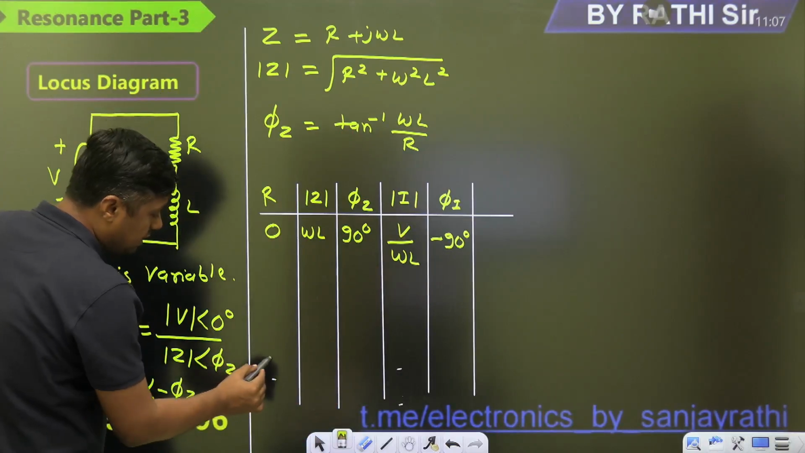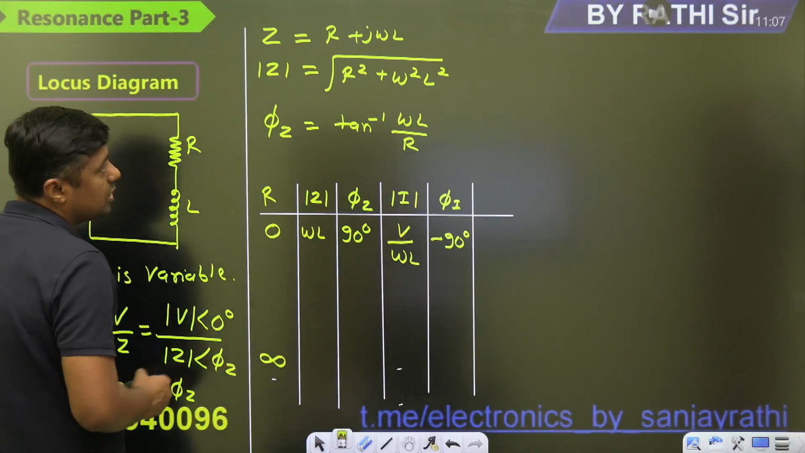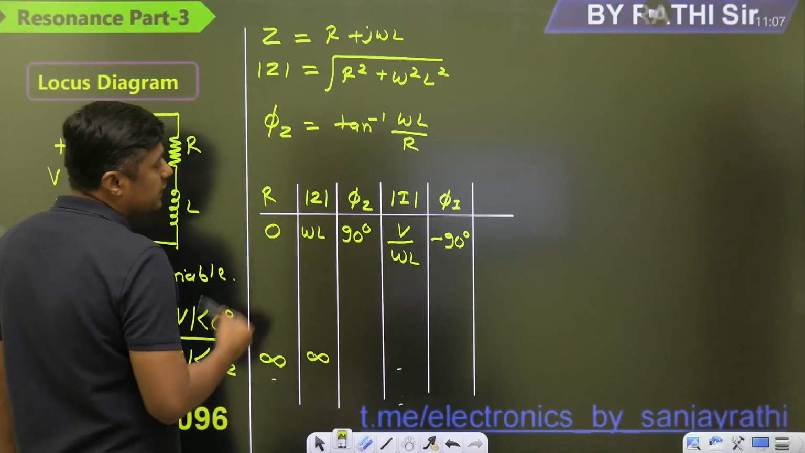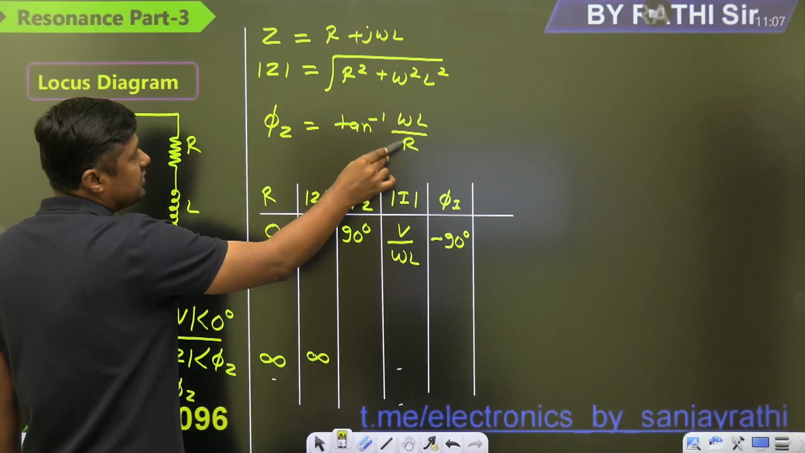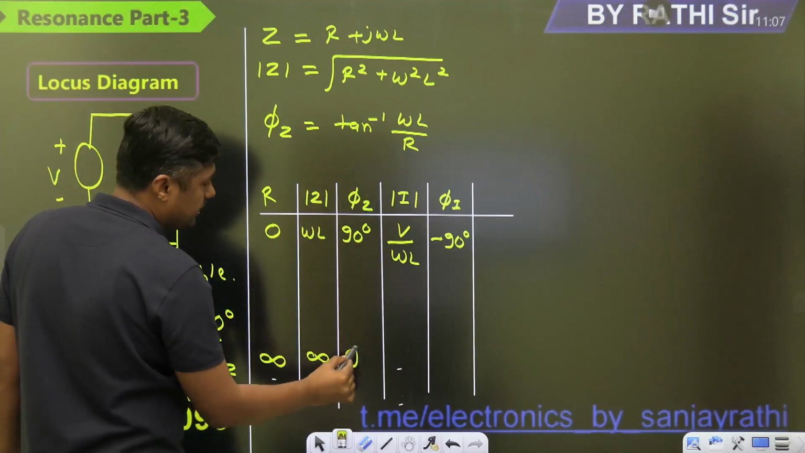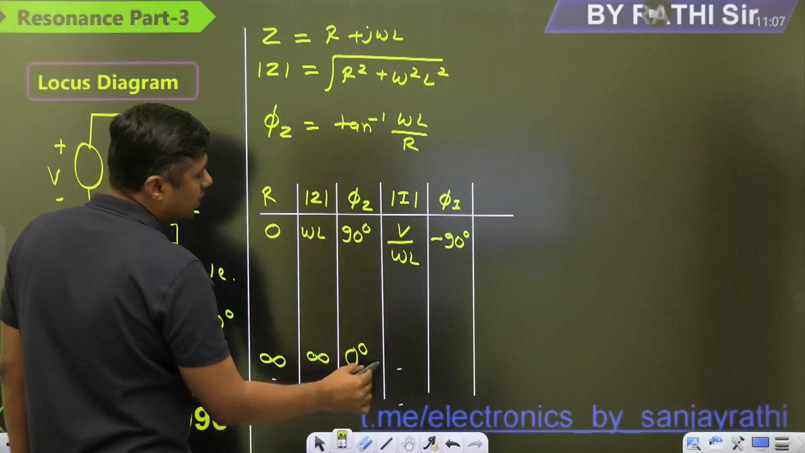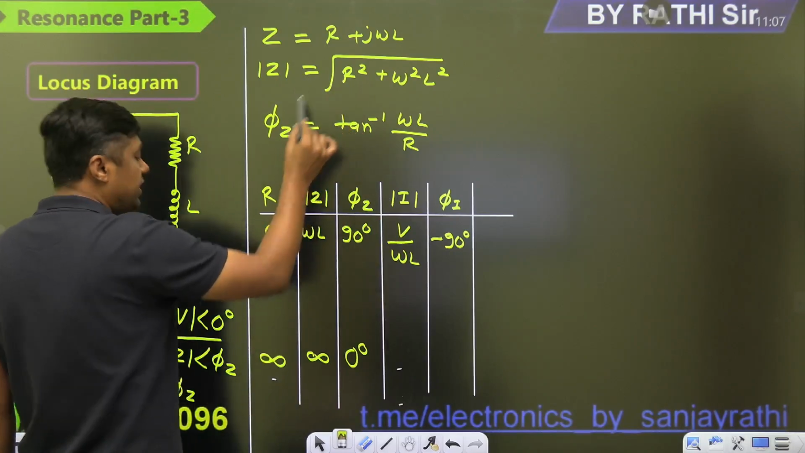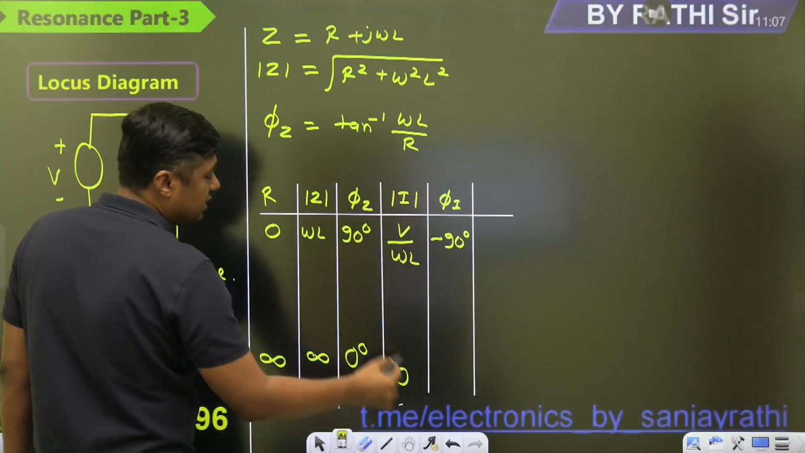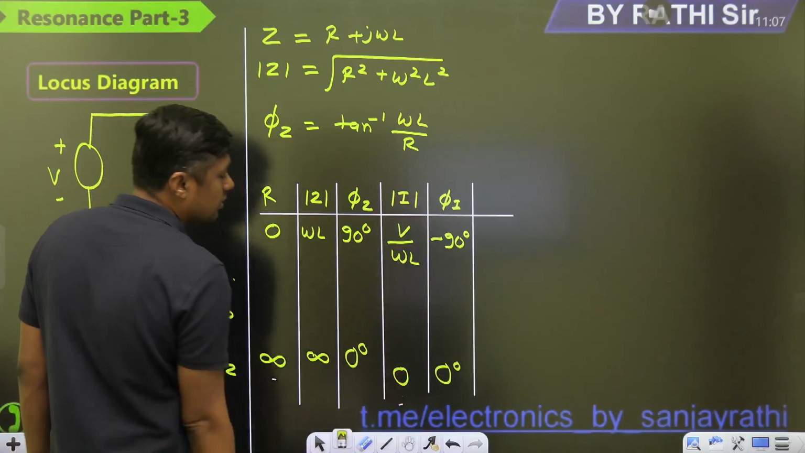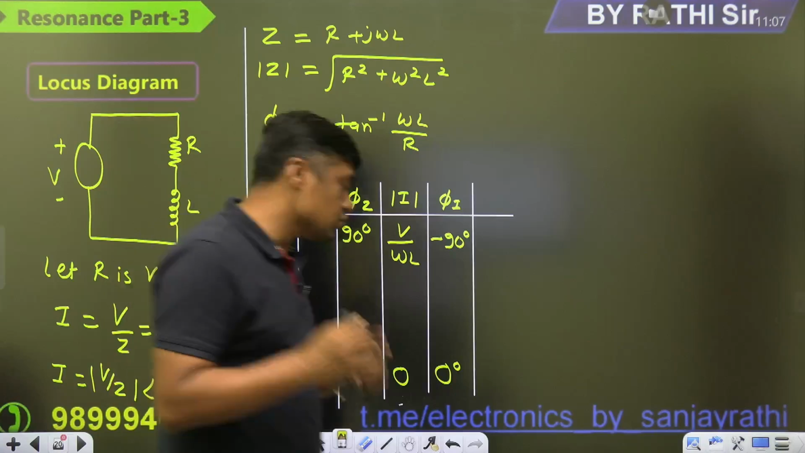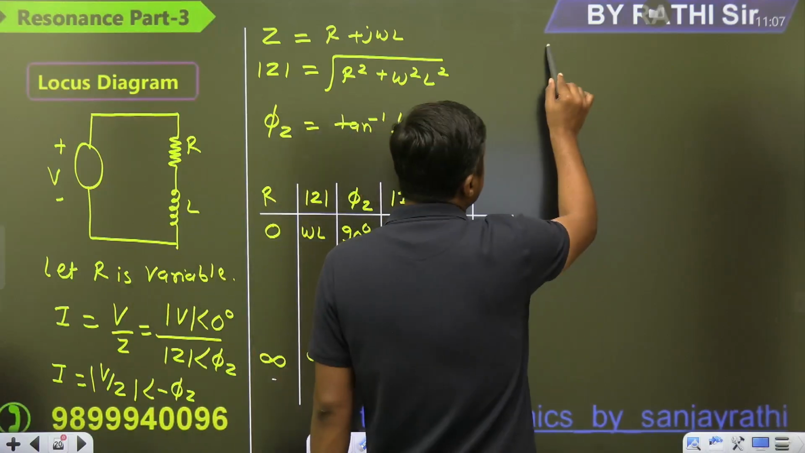Now you can take R equal to infinity. When R is infinity, Z will become infinite. So 1 by infinity is what? 0. So tan inverse of 0 is 0 degree. And I will become what? When Z is infinity, I will become 0. And this is the minus of phi Z, it will also become 0 degree. Now, in between, if suppose we are having two values only, again you can draw the phasor.